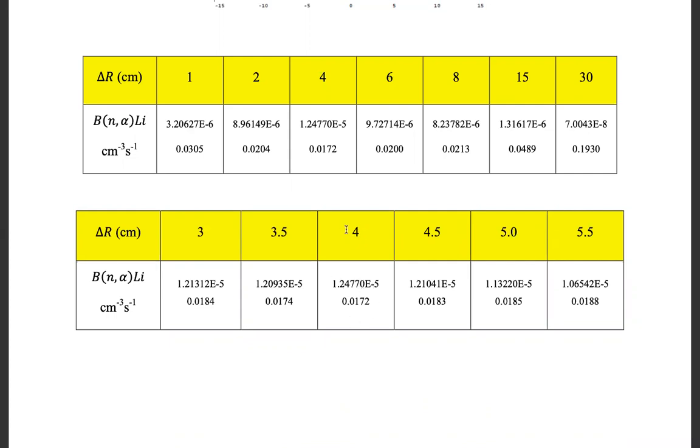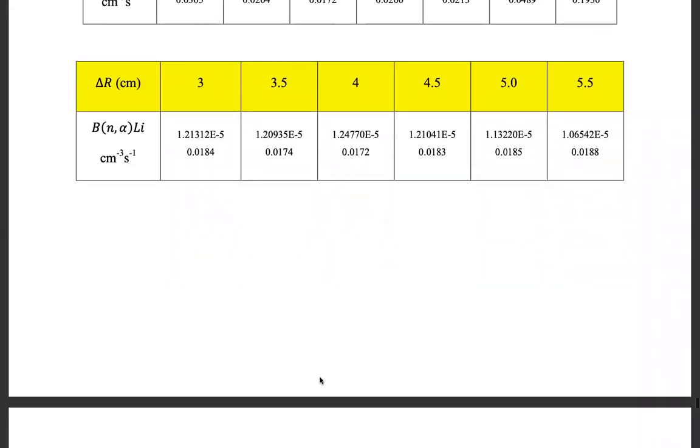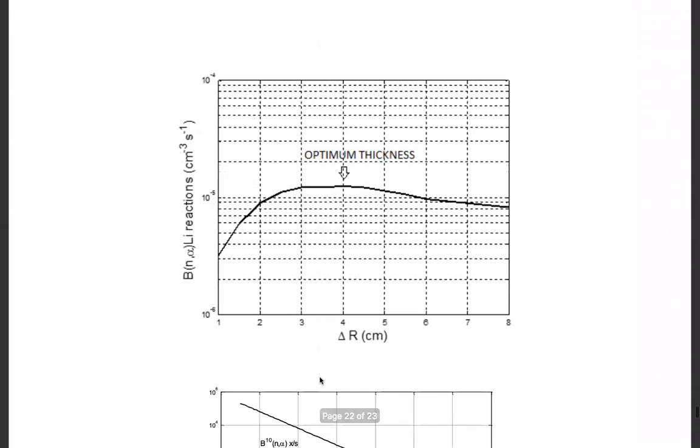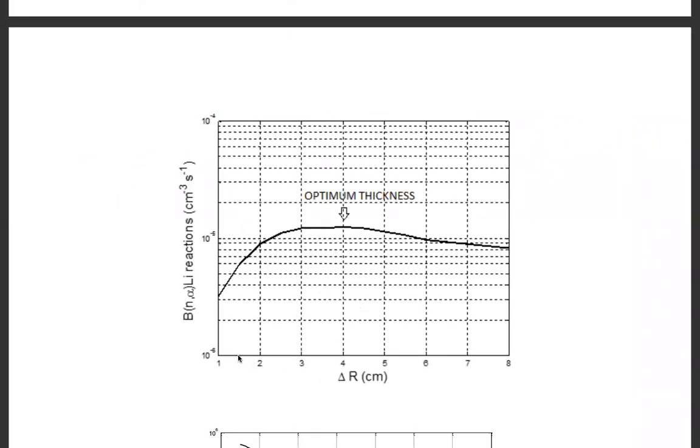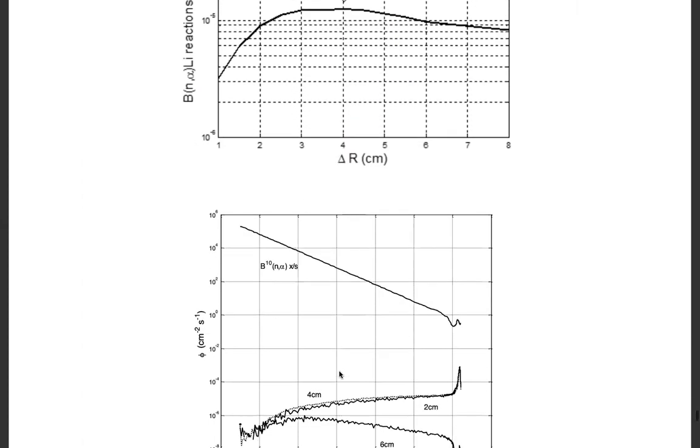So why is it so important to get the optimal moderator thickness? Because you're going to take something out in the field and you want the best possible optimized design. When you plot these numbers as a function of the moderator thickness, delta R in centimeters, the boron (n,alpha) reaction rate goes up, up, up, stabilizes, saturates, and then starts coming down. So here's the optimal thickness, about 4 centimeters.